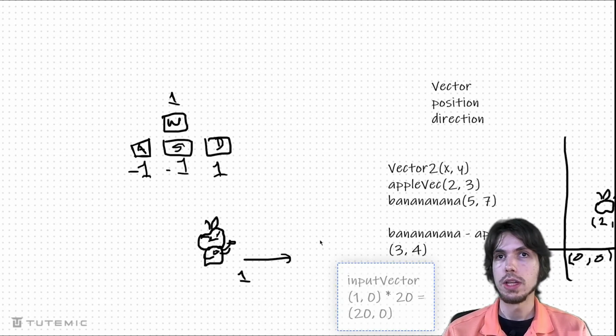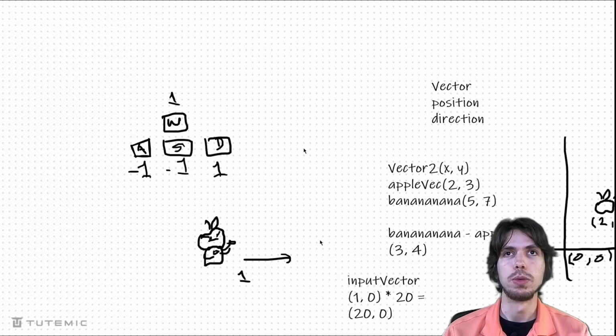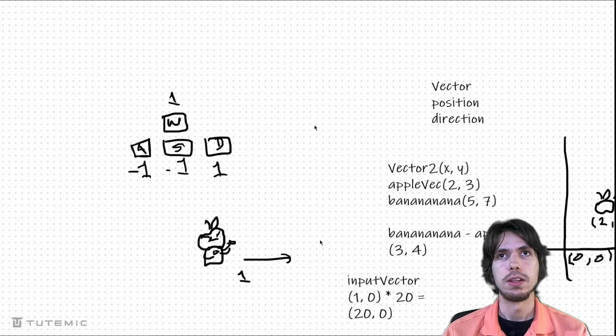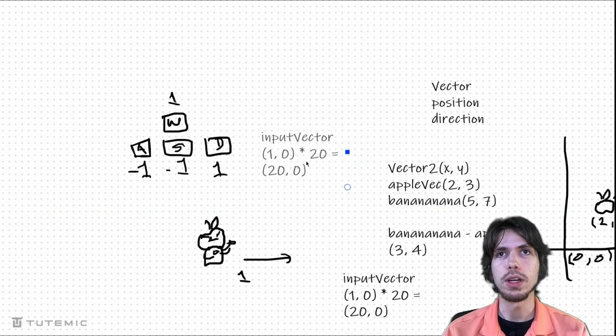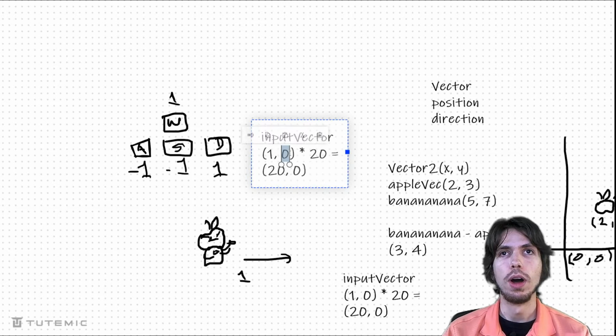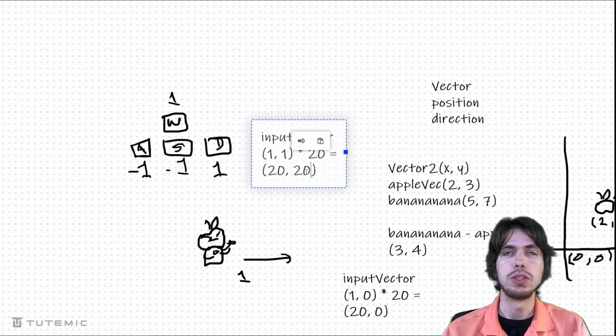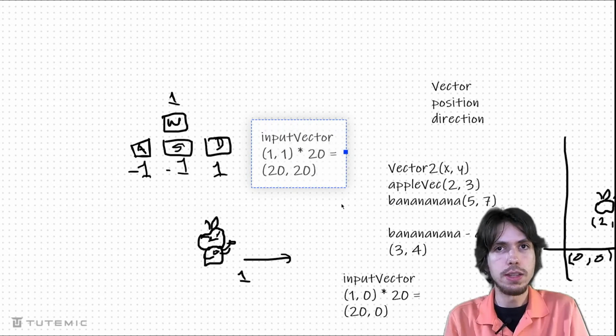And so that's really cool and that's really powerful, but here's a problem that we run into when we're dealing with movement vectors, okay? And that is that, let's say that our Apple character is being controlled by the player holding down the W and the D key at the same time, right? So what that means is that our movement vector is going to be 1, 1, and so therefore the movement would be 20, 20. That sounds fine, right?